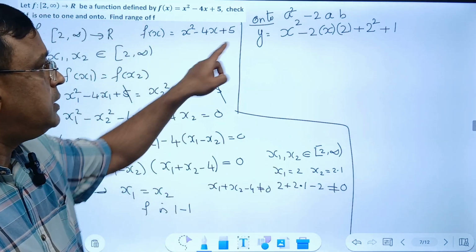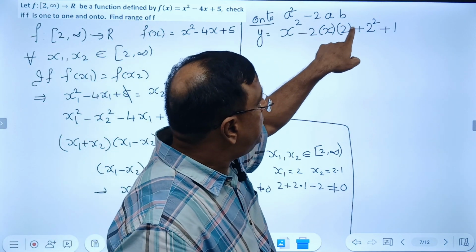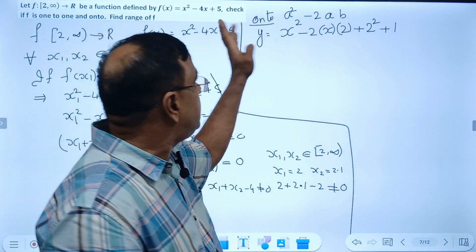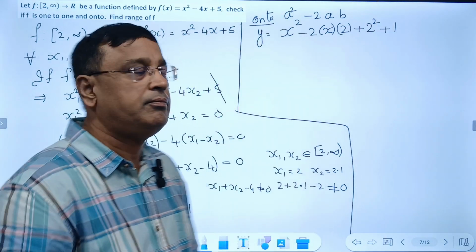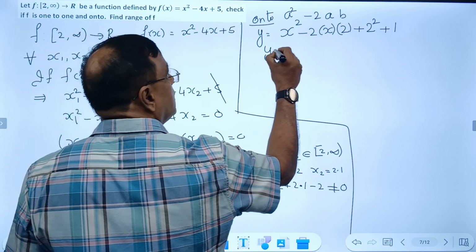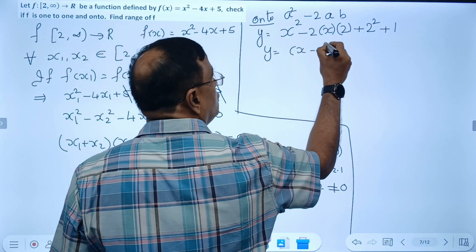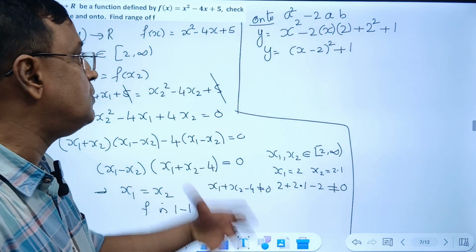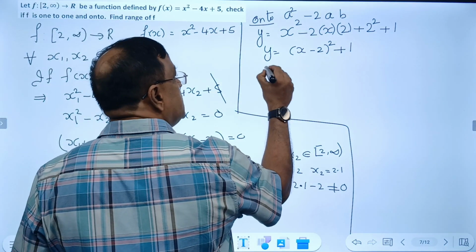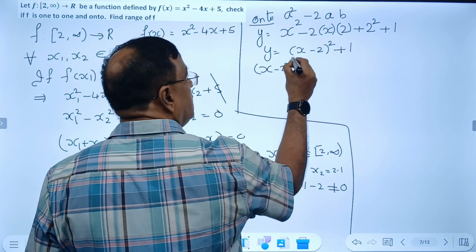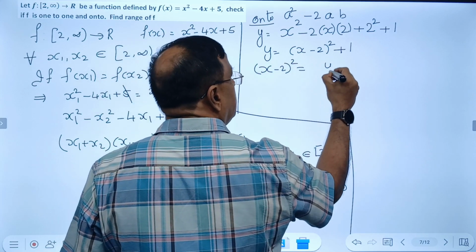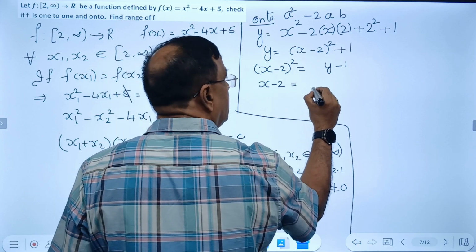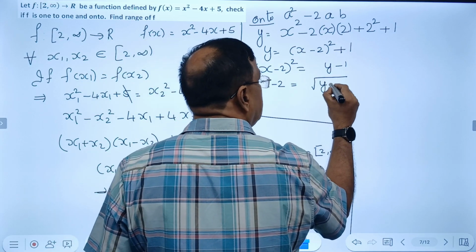x square minus 2ab plus b square I need. b square is 4. But since I have plus 5, I can write 5 as 4 plus 1. So which is effectively what? x minus 2 the whole square plus 1. Now clearly from this, x minus 2 the whole square will be y minus 1. So what is x minus 2? It will be square root of y minus 1.